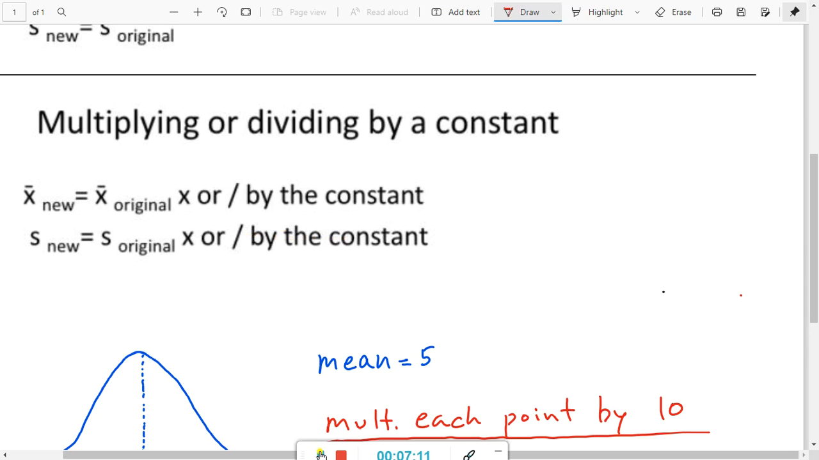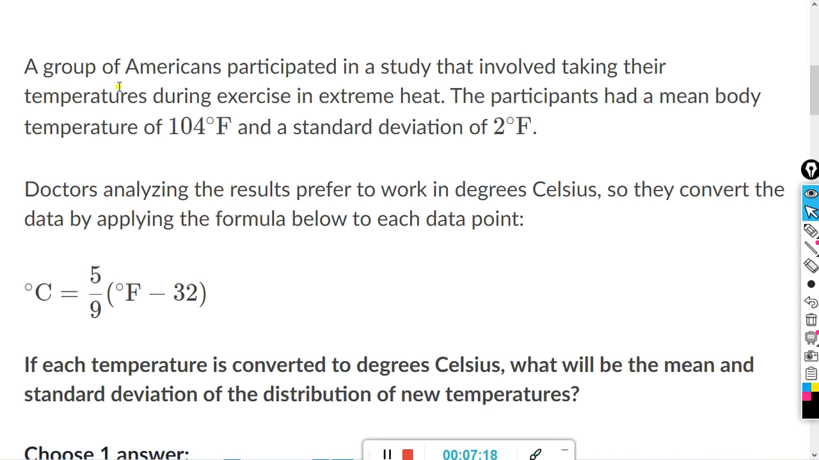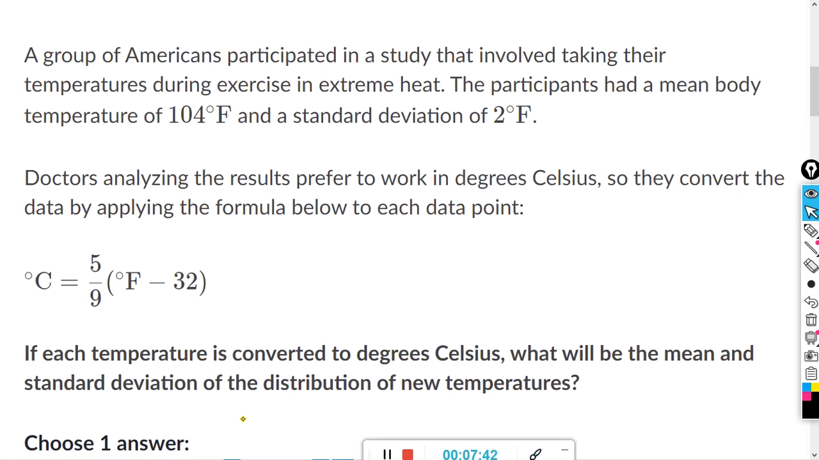All right, so let's look at the Econ Assignment. Okay, so this is for transforming data on Khan Academy. A group of Americans participated in a study that involved taking their temperatures during exercise in extreme heat. Participants had a mean of 104, standard deviation of 2. Doctors analyzing the results prefer to work in Celsius, so they convert by applying the formula. If each temperature is converted to Celsius, what will be the mean and standard deviation of the new temperatures?